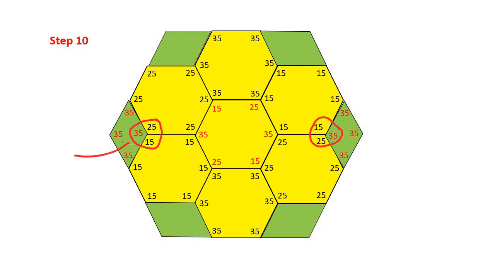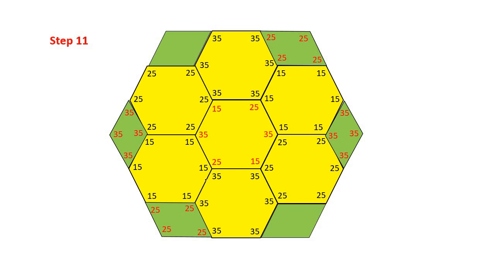So this one is a 35 block. Again, this one is a 35 block. And this one is a 15 block, again a 25 block, again a 25 block, again a 15 block. Okay, so this is step 10. And the other parallelograms you can also fill up like this. So this is how you fill.